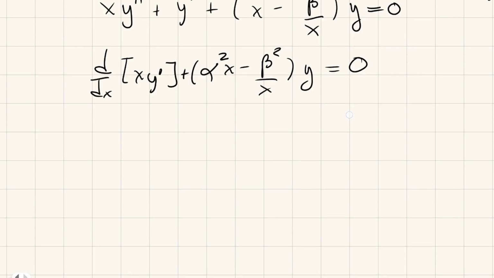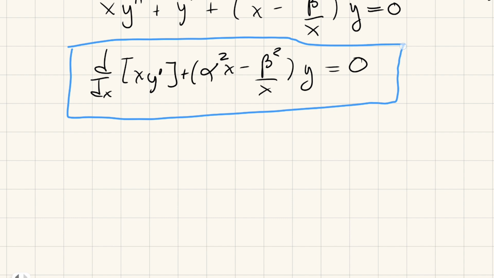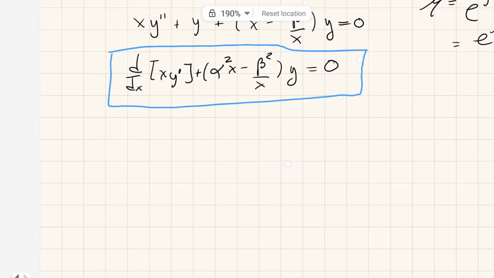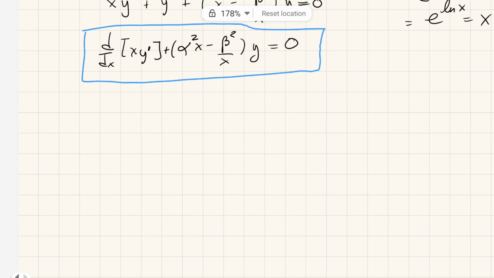Perfect. So this equation is telling us that the Bessel equation is of the form of the Sturm-Liouville problem. And you should know that there are many videos on YouTube already showing how to get to the solution of the Bessel equation, so I'm not going to show how to get to the solution. I'm just going to write the formula.